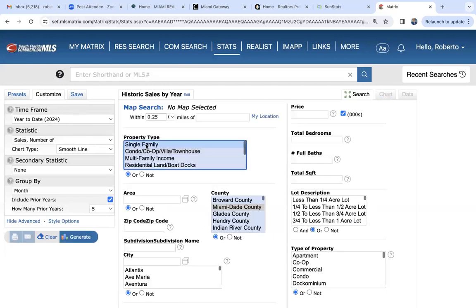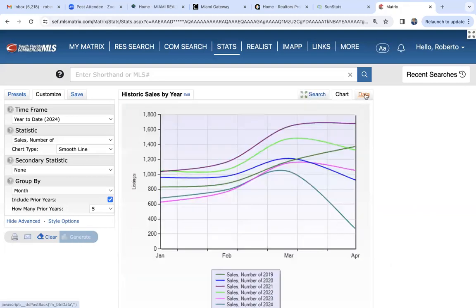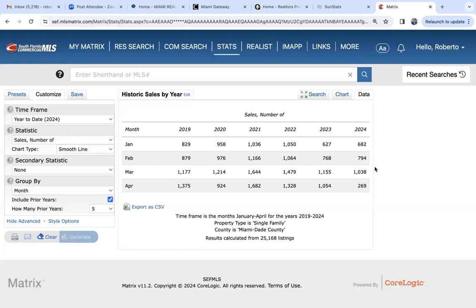All right. Now, let's go ahead and show you the single family home volume. You're just going to go back to search, click on single family home, click on generate, and let's take a look at the data. So we had 682 sales. So we sold more condos than single family homes in January of this year. And that was, of course, a little bit more than 2023.